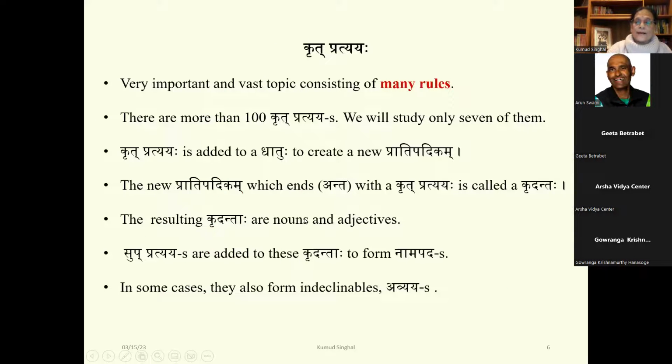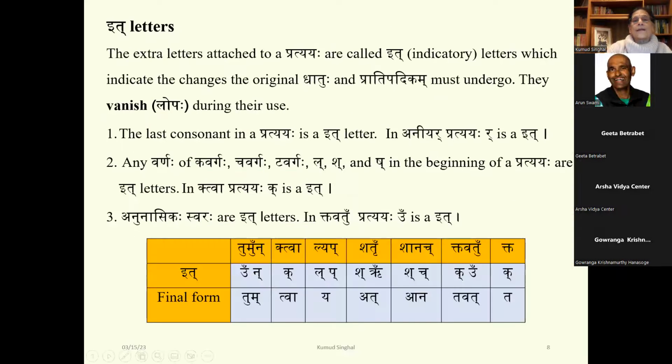And there are about six or seven Panini rules which define what an it letter is. The last consonant in a suffix is an it letter. For example, in the suffix aniyar, r would be your it letter. So the form left will be only aniya. Ra will be your it.